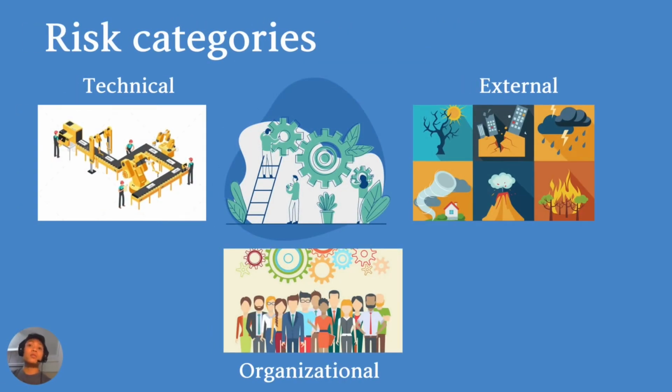In the glove production, we divide the risk categories into three big parts, which are technical risk, external risk, and also organizational risk. All these three categories of risk will be further elaborated by Mr. Izzizaham.